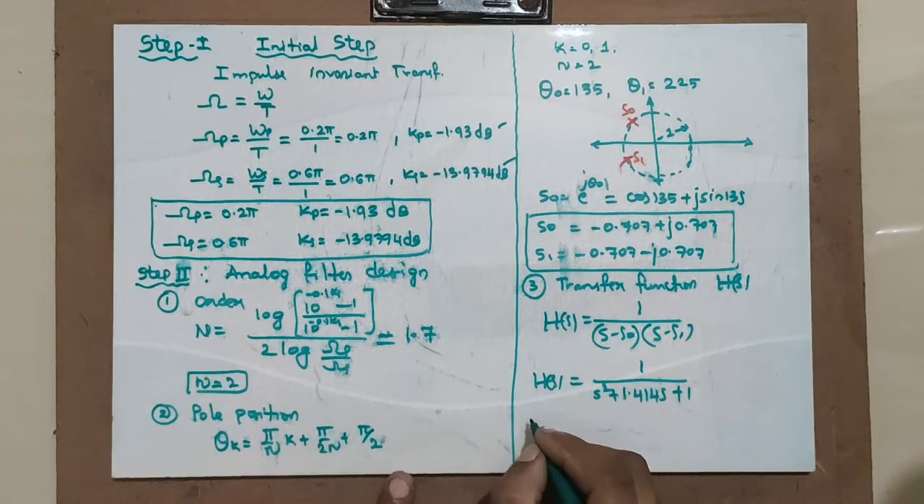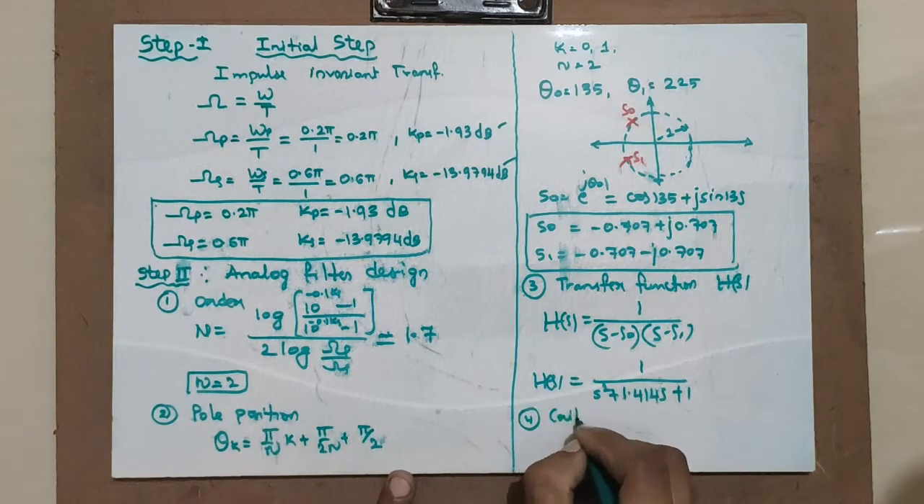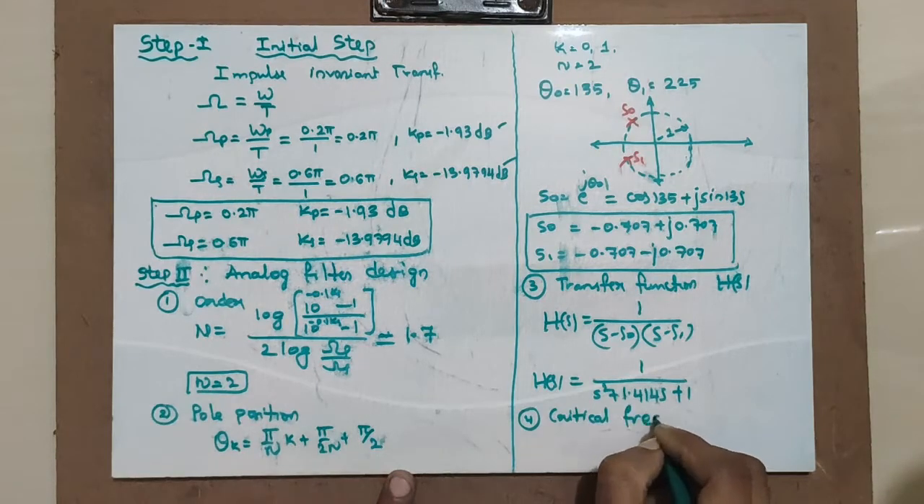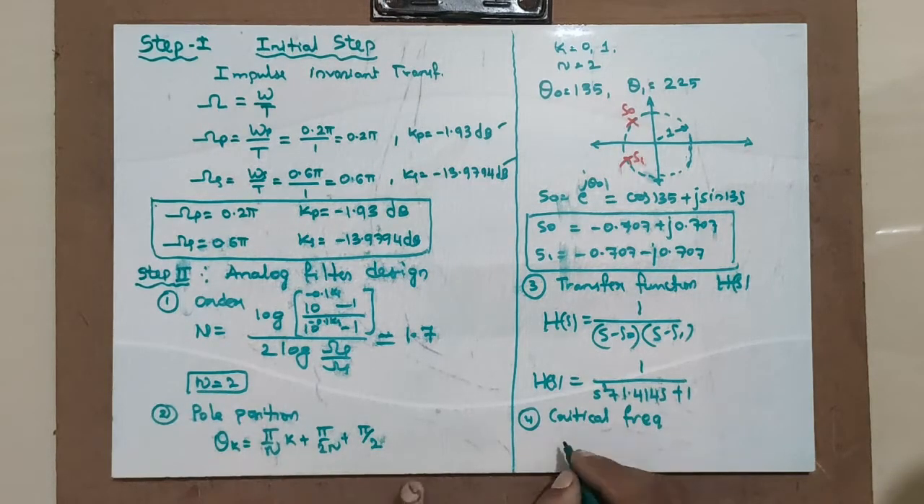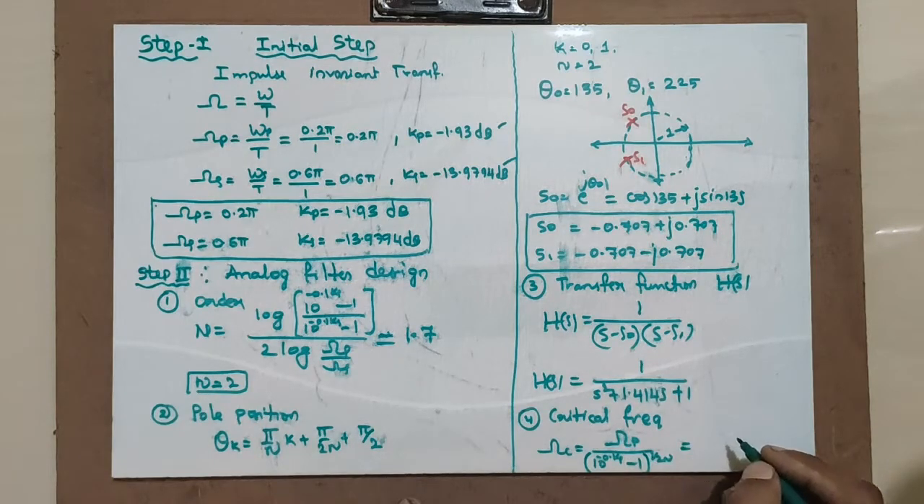Now what is the fourth step? Critical frequency. How will you find the critical frequency? It is given by omega c is equal to omega passband edge divided by 10 raised to minus 0.1 kp minus 1 whole raised to 1 by 2n. Please note that it is 1 by 2n. The answer comes out to be, you can verify, 0.7255. Now I have to go to the fifth step. The fifth step is the low pass to low pass transformation. We shall go to the fifth step. I will go to the next board.